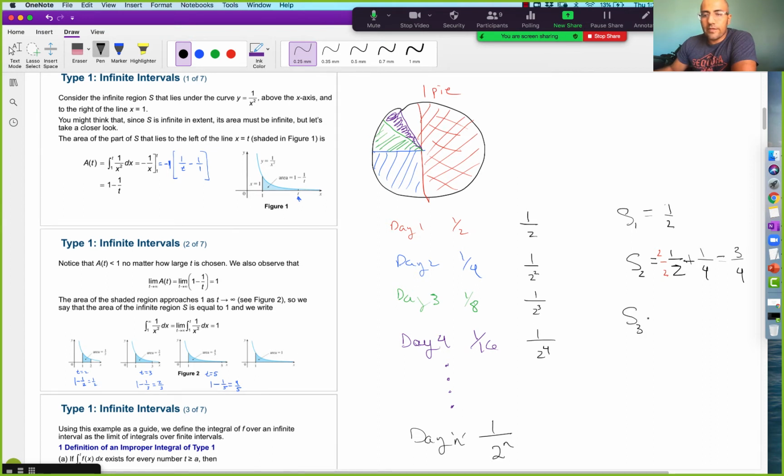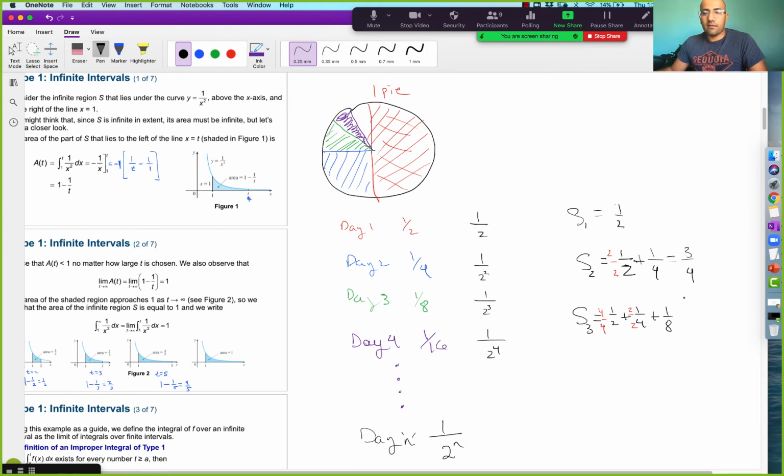On day 3, we have 1/2 plus the 1/4 plus the 1/8. Right? So now we get a common denominator of 8. We're going to multiply this by 2 over 2, multiply this by 4 over 4. And so we get 4 plus 2 makes it 6, plus 1 makes it 7. So we get 7 out of 8.